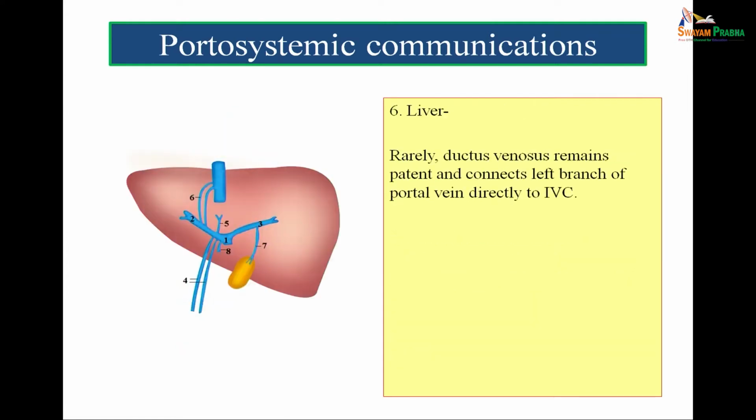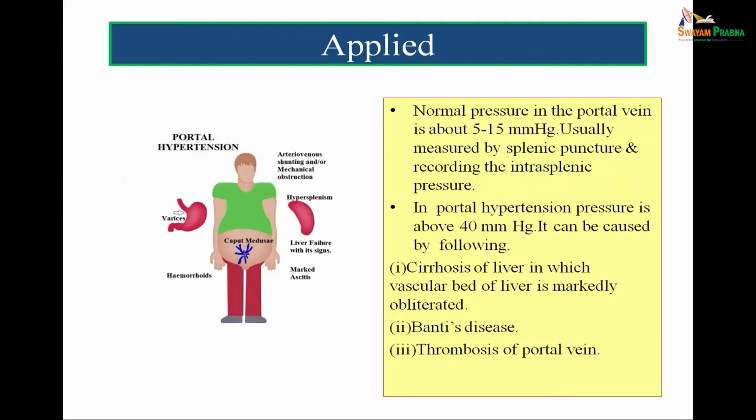Now, in the liver, if the ductus venosus remains patent, you see here marked by 6 in the figure, ductus venosus is connecting the left branch of the portal vein directly with the inferior vena cava. So, this also is an example of portosystemic communication. Now, see here in the figure on the left hand side the sequelae of portal hypertension. There may be esophageal varices, there may be hemorrhoids, there may be caput medusae, liver failure with its signs. So, all these are clinical manifestations pertaining to portal hypertension.